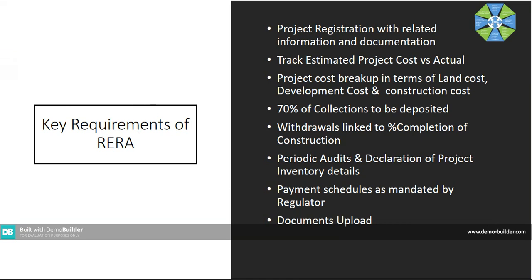The project estimated and actual cost needs to be segregated into the land and associated cost, development cost, and construction cost. Also, 70% of all collections need to be deposited into an escrow account, and withdrawals can be effected only after certifications by architects, engineers, and chartered accountants. The payment milestones have been defined by RERA which need to be complied with.